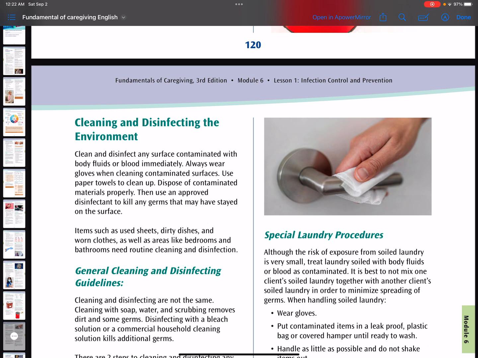All contaminated waste or garbage needs to be disposed of in the appropriate spot. You need to talk to your supervisor to see where the garbage area is.